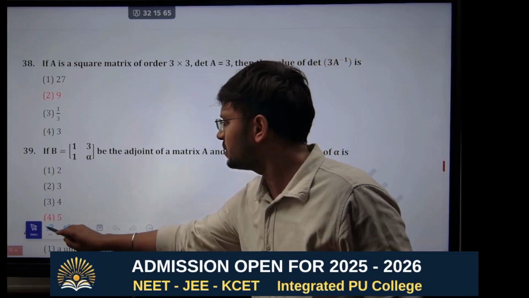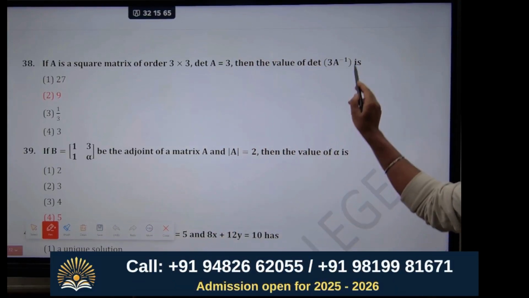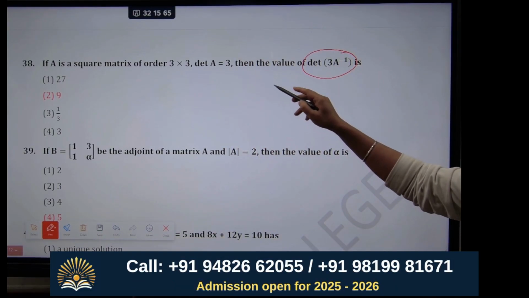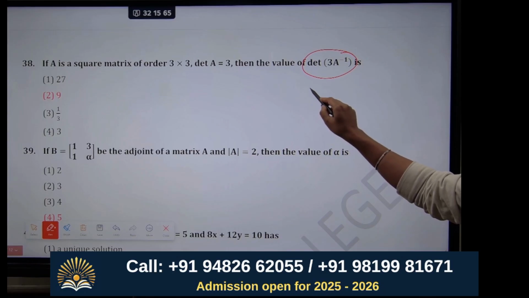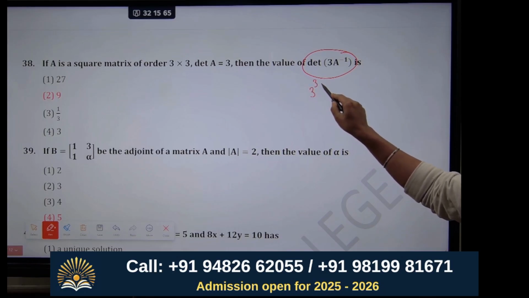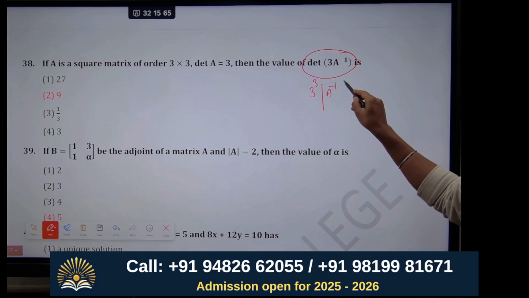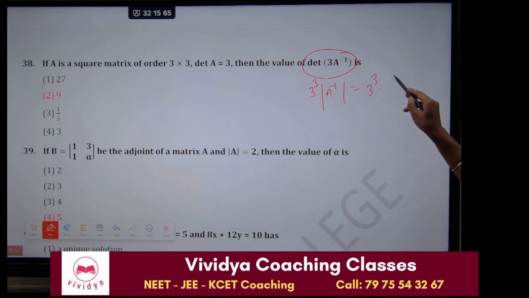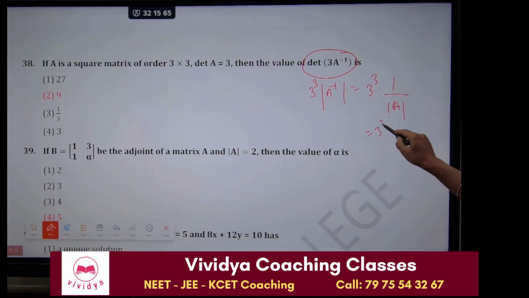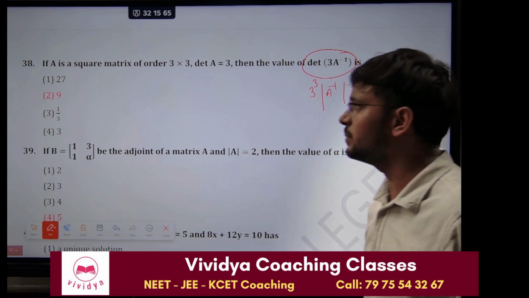Now see again, property based. I have to find the determinant of 3A. Order is 3. So 3 will go out, 3 to the power order, and determinant of A inverse. So 3 cube, determinant of A inverse is 1 by determinant of A. So 3 cube divided by 1 by 3, which is 3 square, which is 9. Option number 2.